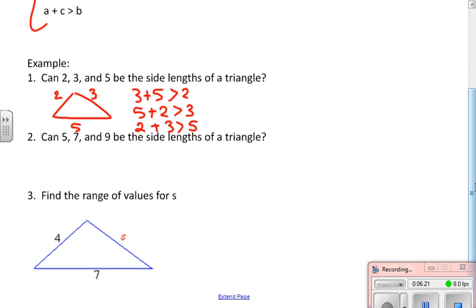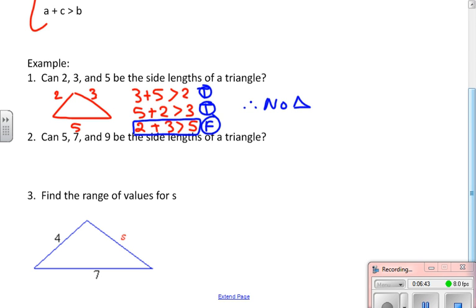And then we have to go through and say, well, 3 plus 5, that's 8, greater than 2. That's true. 7 is greater than 3. That's true. 5 is equal to 5, not greater. This is false. Therefore, no triangle. You cannot make one because this one right here is false. Equal is not the same as greater than.